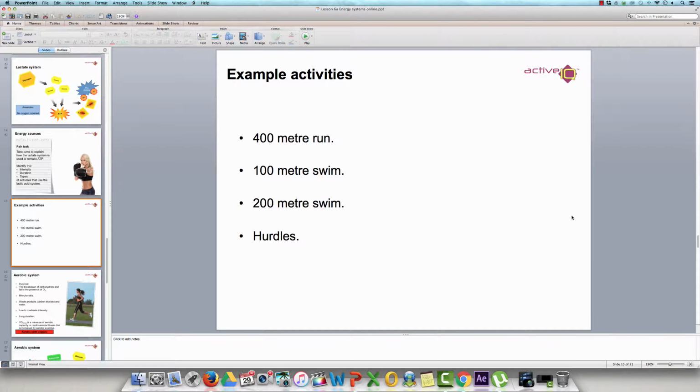Types of activities: a 400-metre run, 100-metre swim, 200-metre swim, hurdles, anything really where we're looking at 1 to 3 minutes of real effort and going as hard as we can in that period of time. That's going to be using the lactate system.